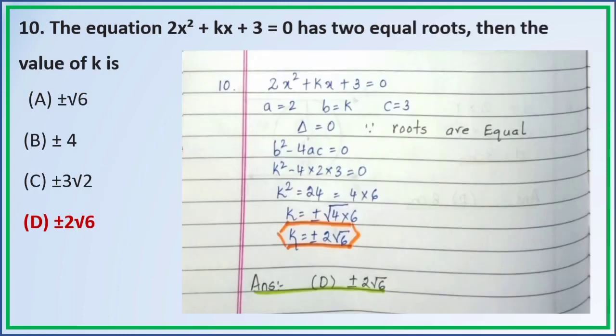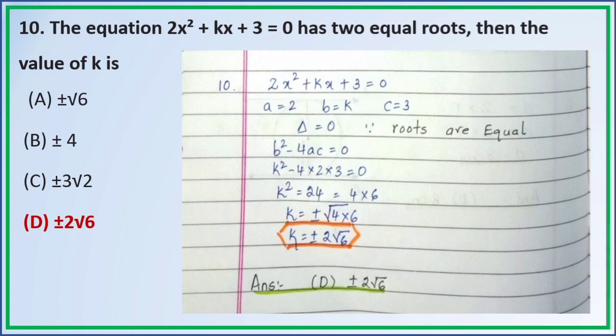The equation 2x square plus kx plus 3 has two equal roots and the value of k is, we know that when the roots are equal, discriminant delta equals 0. By substituting the values of a, b and c and simplifying, we get the value of k as k equals plus or minus 2 root 6.